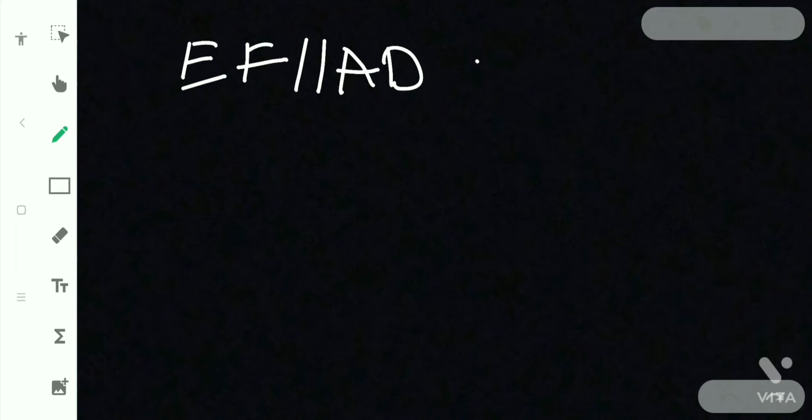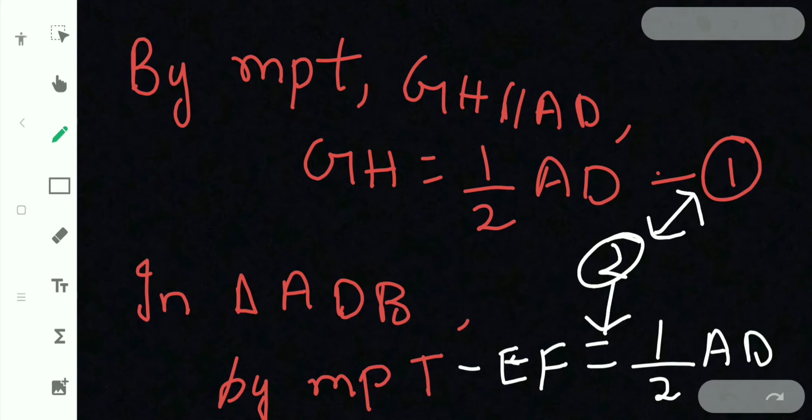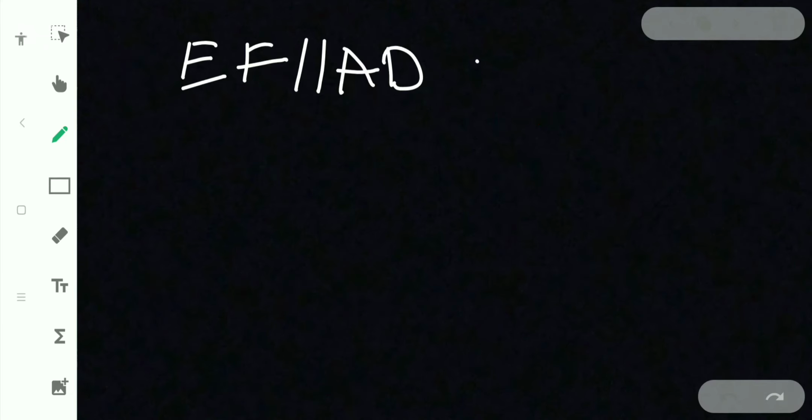Okay. Now let us make this our second equation. Now from 1 and 2, just take these equations. I will be writing it here.